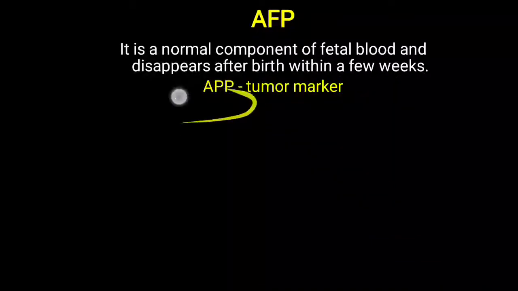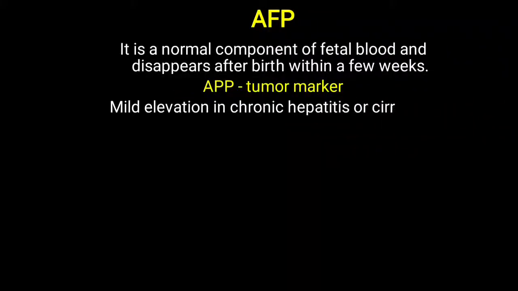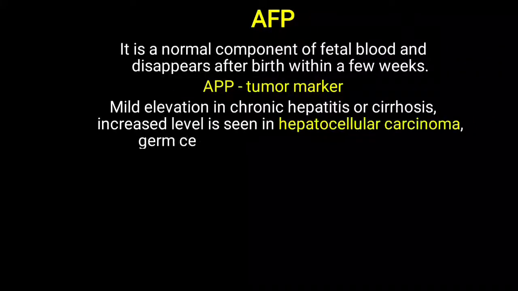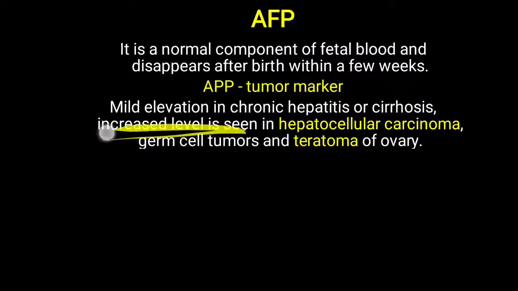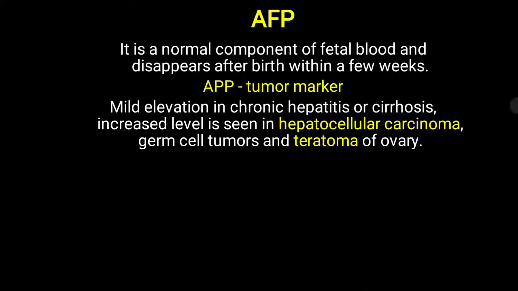So it is an acute phase protein, and it particularly works as a tumor marker. Its mild elevation is seen in chronic hepatitis or cirrhosis of the liver, and a particularly increased level is seen in carcinoma of the liver as well as teratoma of the ovary. So it is more predominantly a tumor marker rather than an acute phase protein.